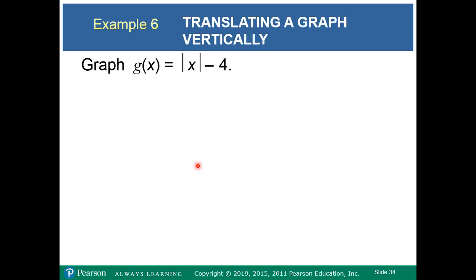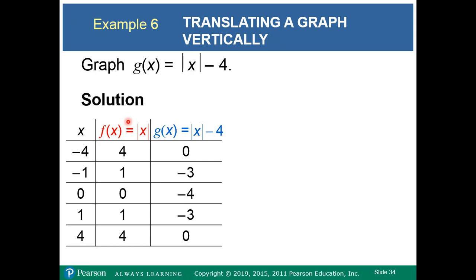Okay. Now, what about this one? So here we have the absolute value of x minus 4. Okay. Well, what does this mean? So we know the basic function, so now we're going to talk about translating functions. So let's say g of x is the absolute value of x. We know what that basic function looks like. But now we're going to subtract 4 from it. So we're taking our basic function and we're subtracting 4.